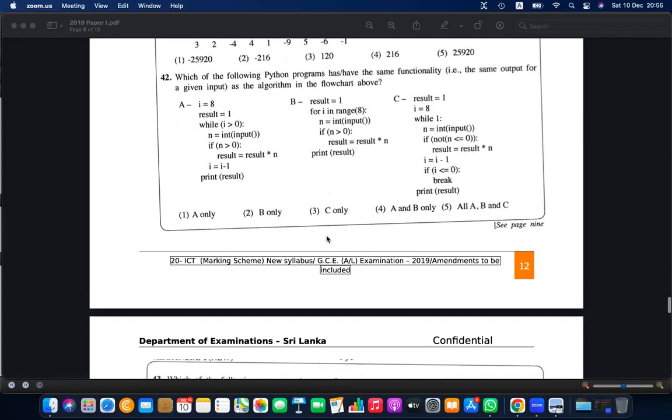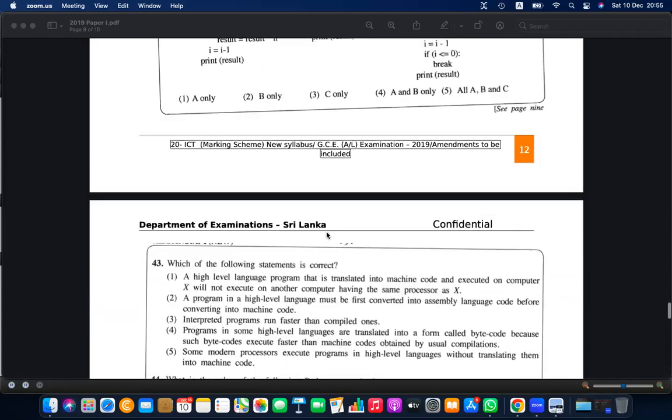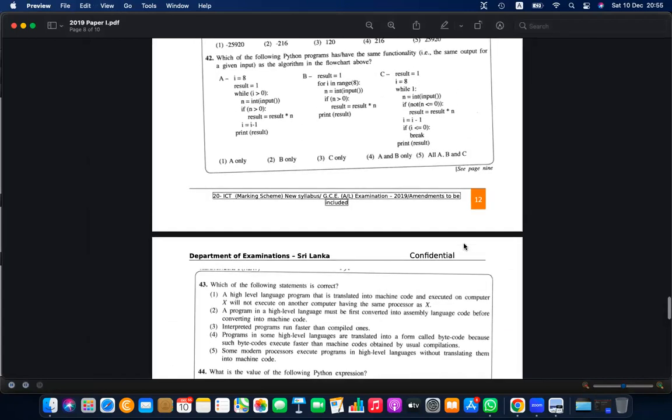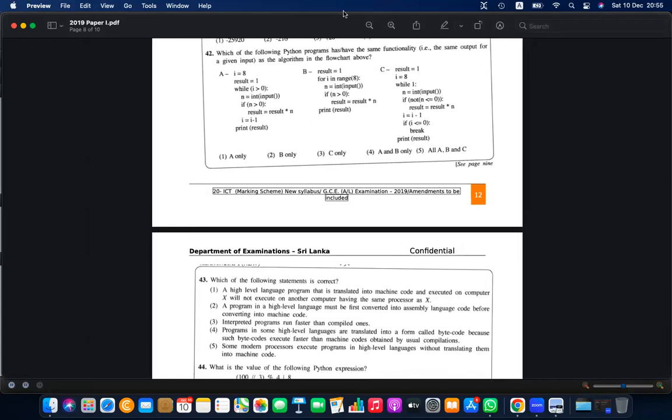Then 42 and 43. So try to calculate the answer for 42 and 43 quickly.